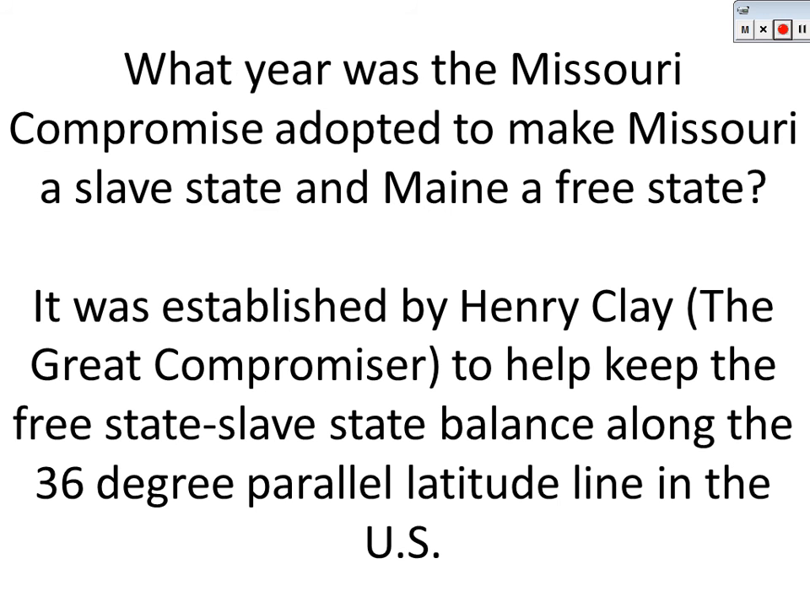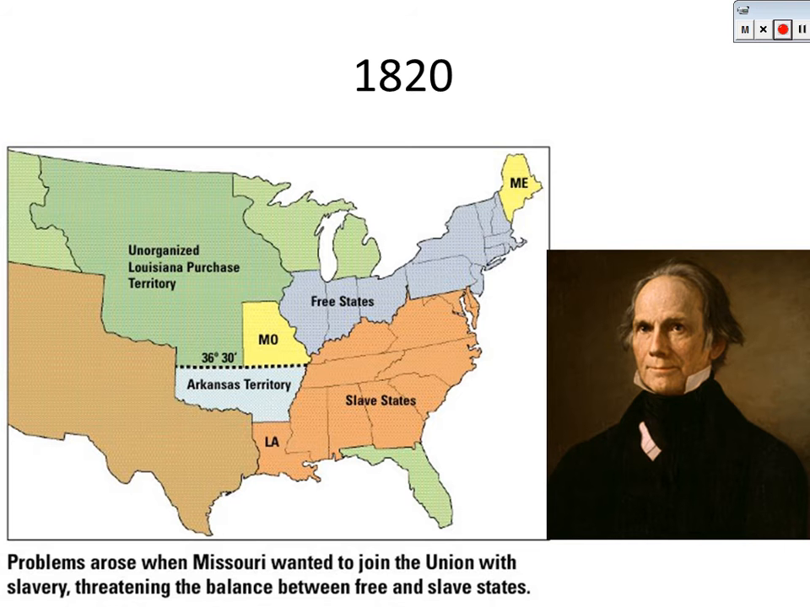What year was the Missouri Compromise adopted to make Missouri a slave state and Maine a free state? It was established by Henry Clay, the great compromiser, to help keep the free state, slave state balance along the 36-degree parallel latitude line in the United States. 1820.